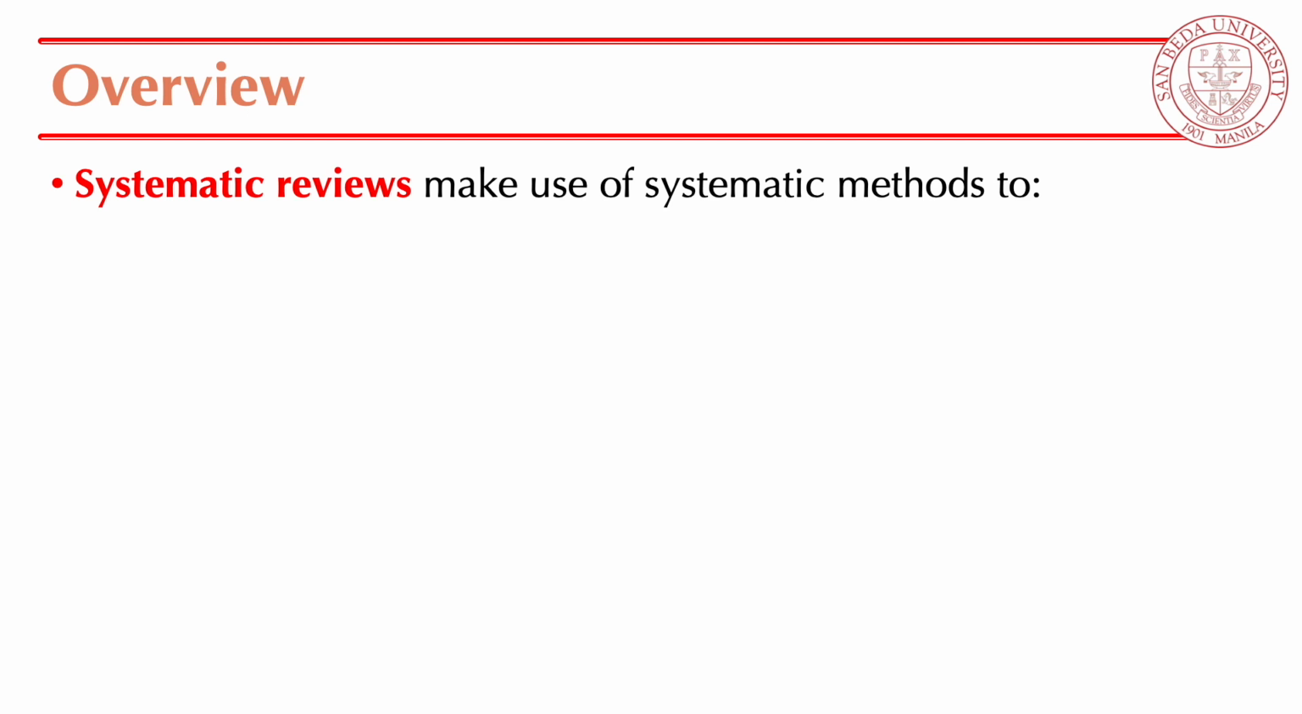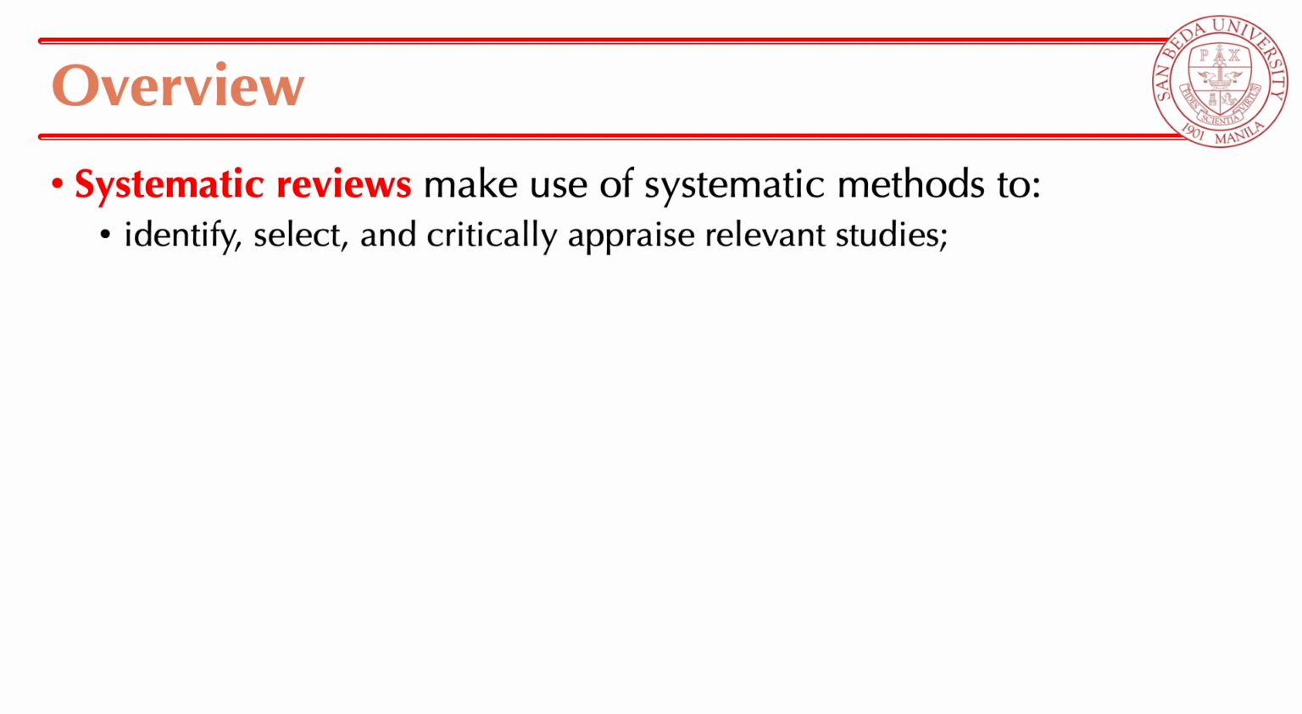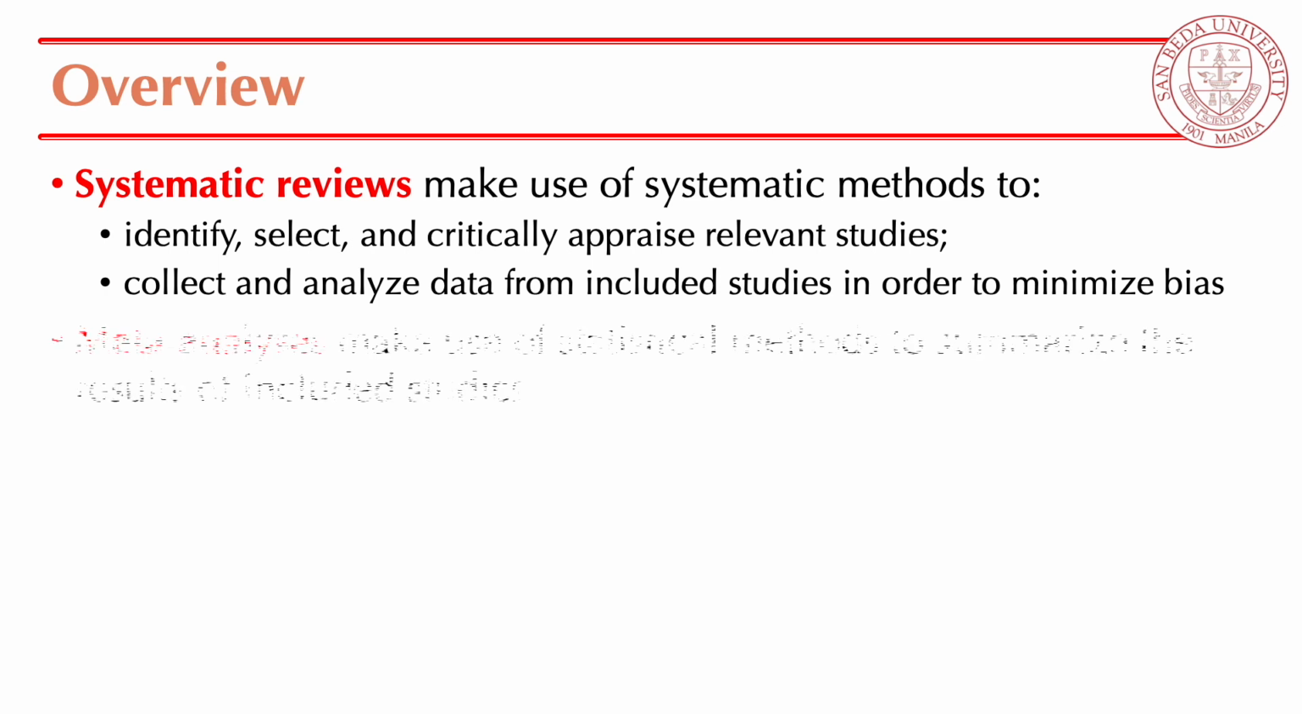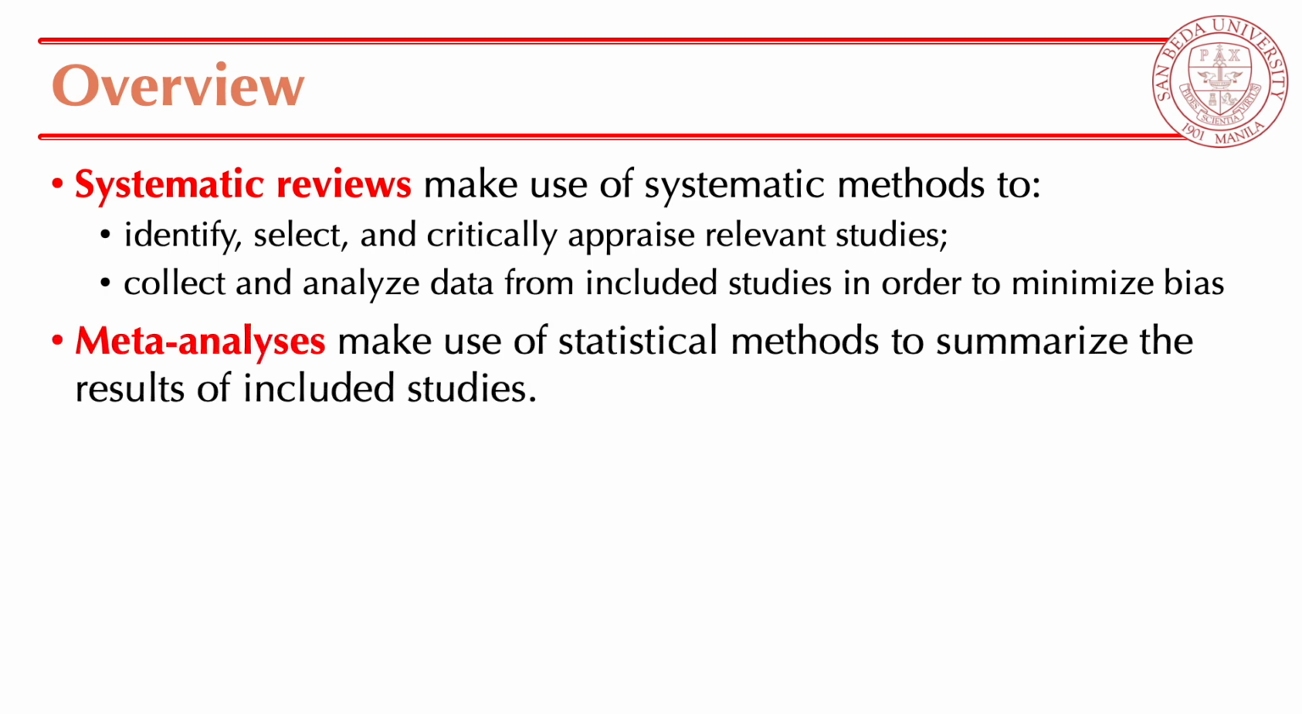Systematic reviews are distinguished from traditional reviews by the use of systematic methods to identify, select, and critically appraise relevant articles, and collect and analyze data from included studies in order to minimize bias. A systematic review may also use statistical methods to summarize the results of included studies. If so, it is referred to as a meta-analysis.